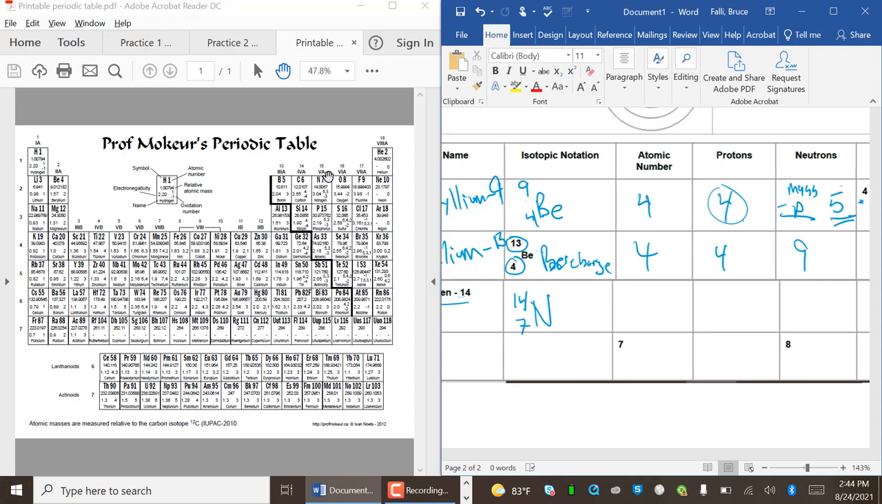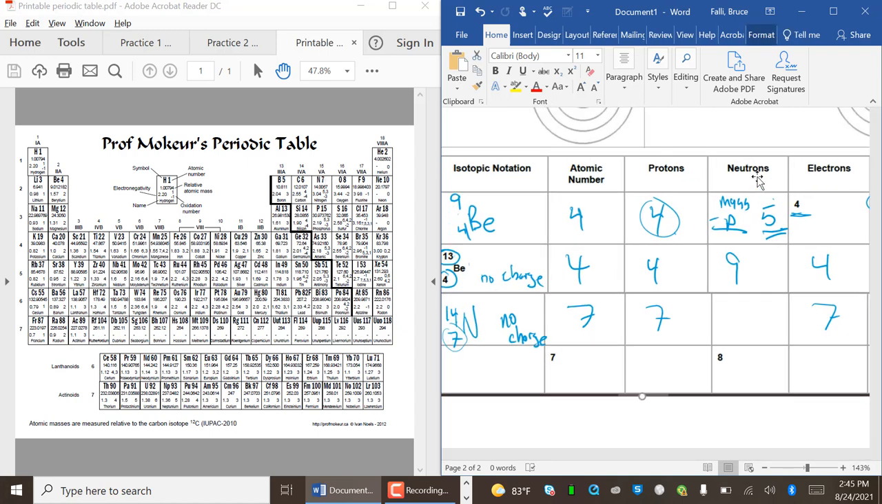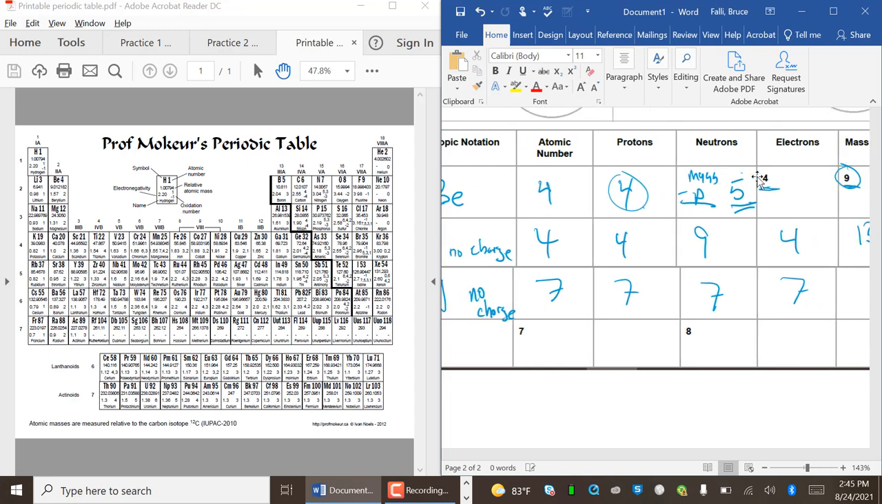Nothing indicating charge, right? So this one says no charge, which means protons equal electrons. This right here tells me my protons, which is my atomic number. Those are always the same. Neutrons, remember, is mass minus protons. Mass is 14, protons are 7. 14 minus 7 is 7.